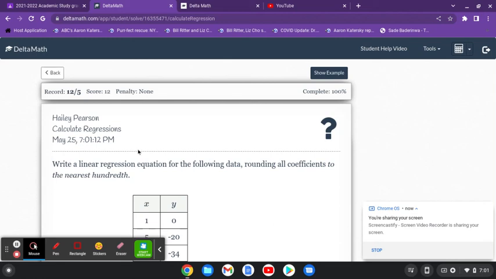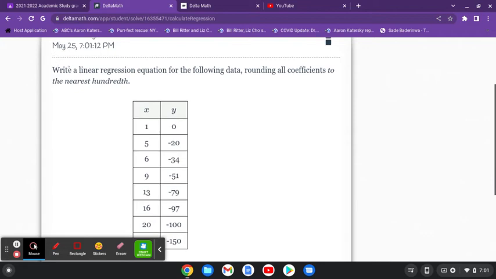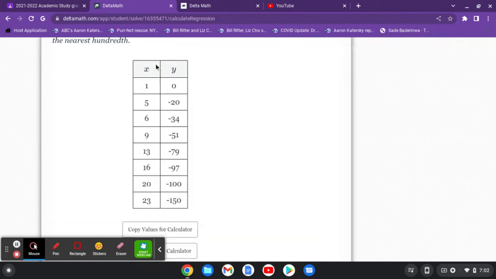Good evening, everyone. In this video, I'll be showing you how to write different types of regressions. In this question, we are asked to write a linear regression equation for the following data, rounding all coefficients to the nearest hundredth. Now, we have this table over here.